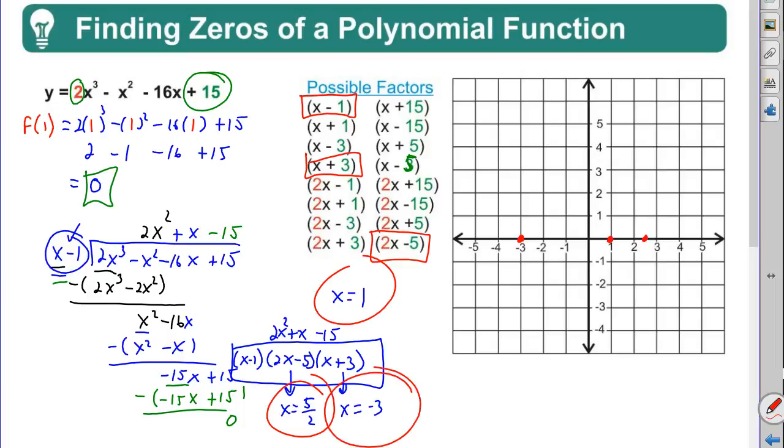So again, that would be the exact same thing as if they gave you originally the equation 0 equals 2x cubed and wanted you to solve. Again, it would be x equals 1, x equals 5 halves, x equals negative 3.